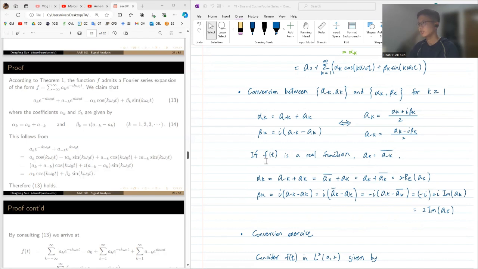Now, if the function f is a real function, we know a_k is equal to the complex conjugate of a negative k. If you substitute this equality back into the expressions for alpha k and beta k, you will see that alpha k will be 2 times the real part of a_k, and beta k will equal 2 times the imaginary part of a_k.